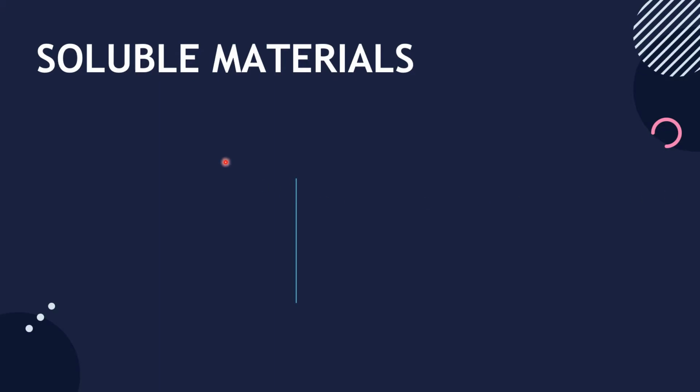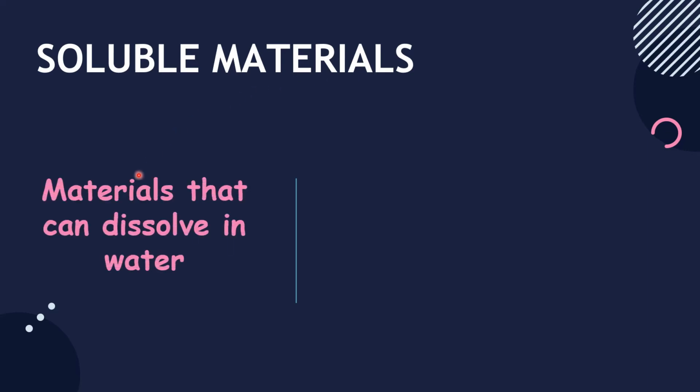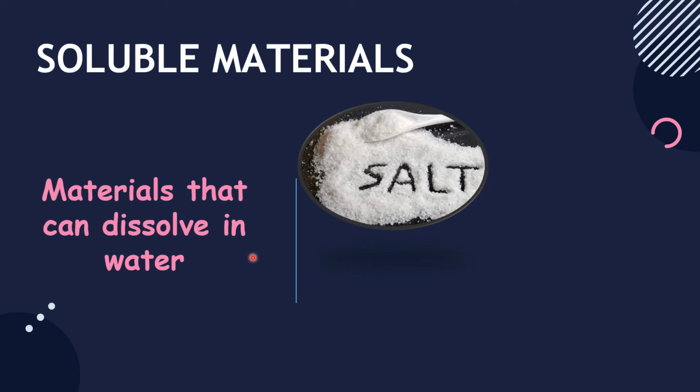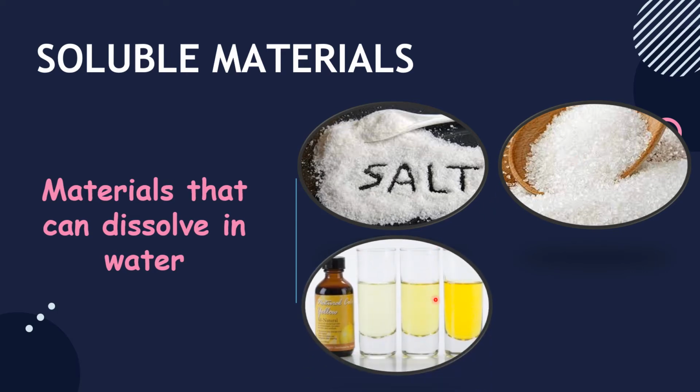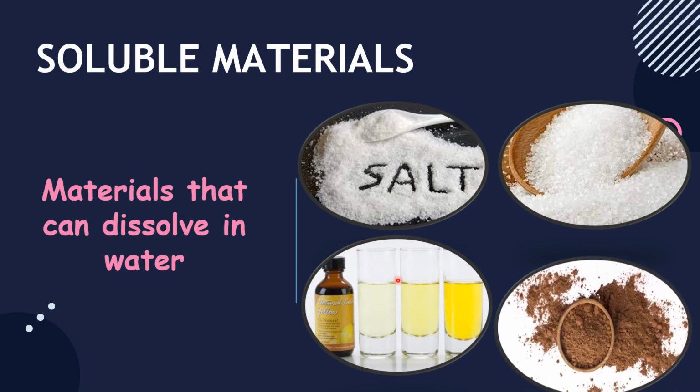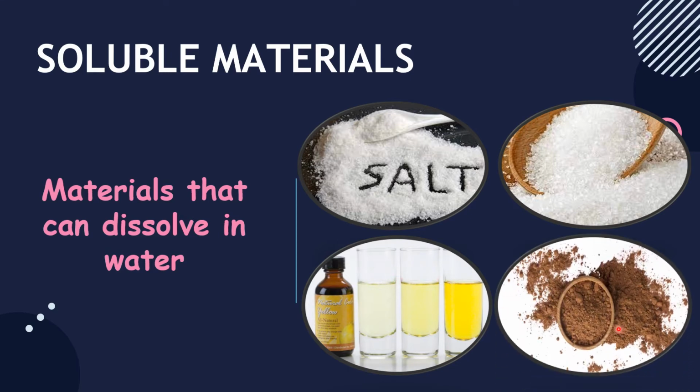And then let's look at the soluble materials. Soluble materials are materials that can dissolve in water. Okay, bahan yang boleh larut dalam air. Examples, okay, I give you few examples. The first one, salt. Okay, when we put salt in water, it will dissolve. And then this is a sugar, food coloring, and also cocoa powder.